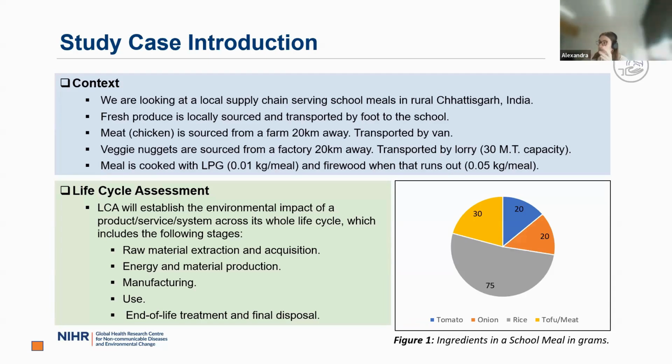And in this case, we're going to be comparing meat, in this case chicken, and veggie nuggets, and see how that affects emissions. It is also important to know that the fresh produce will be locally sourced and transported by foot. So what would that mean? When it comes to cultivation, are there any differences? And for transportation, would that mean that there are or aren't emissions?